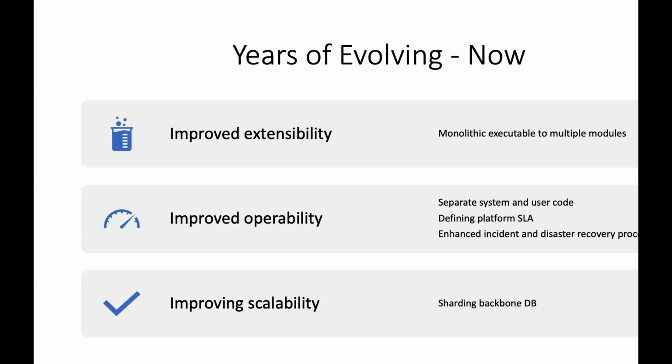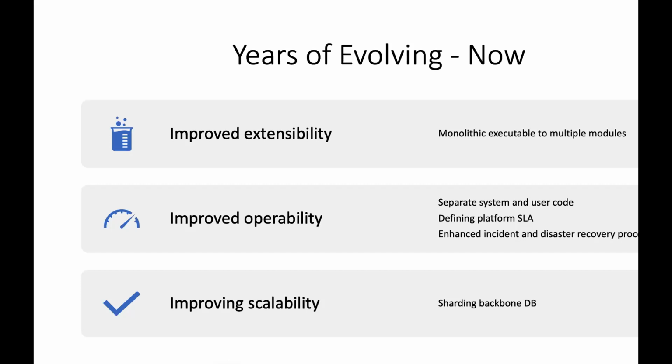The second one is we improve the operability. Like I said, with the extensibility work, we already separated system and user code. So user-provided operators are in their own extension, and the system operators, the platform-provided operators, are part of the core. And then we started defining the platform SLA. Before that, we didn't have a good definition of SLA. Now we have that. And then we enhanced the incident and disaster recovery process. That means if there is a SEV or incident that happens in the infra, we have a good tool to automate the recovery process.